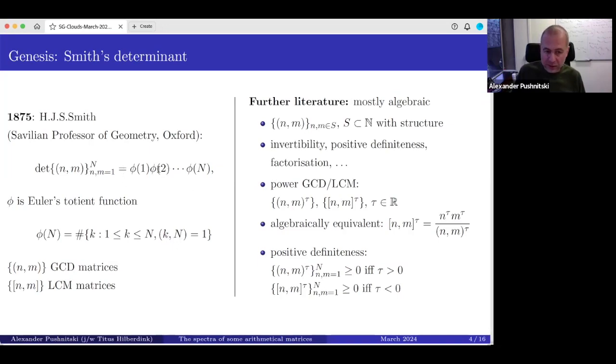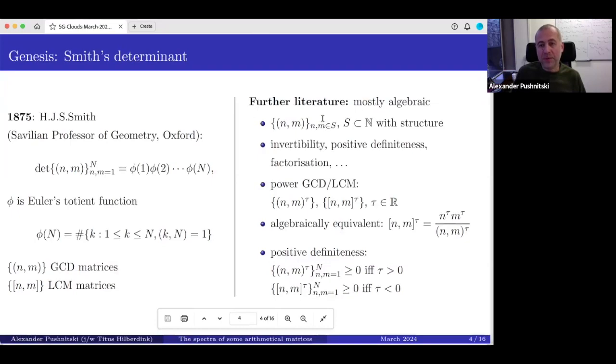So we will not need this formula. This is just to explain the origin of this subject. And so after his paper, these matrices became known as GCD matrices, and their counterparts became known as LCM matrices. For a number of years, further literature on this was mostly algebraic.